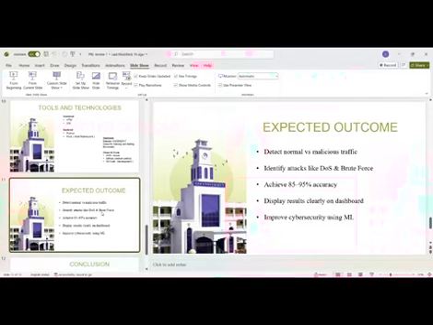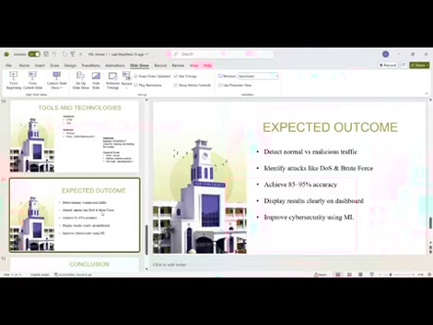Expected outcomes. Detect normal versus malicious traffic. The system uses machine learning models to analyze the network data like packets, IP addresses, and request patterns. Normal traffic follows usual behavior patterns. Identify attacks like DoS and brute force. The system is trained to recognize specific attack signatures. It detects sudden spikes in traffic that overload servers.